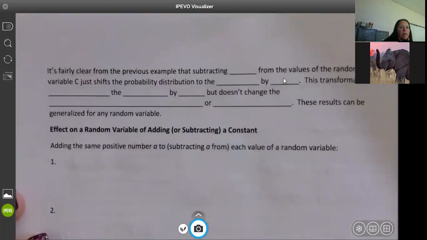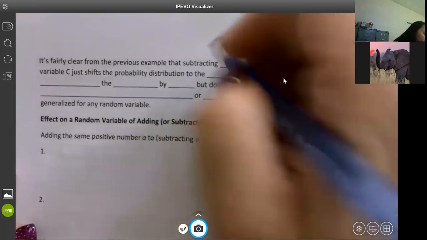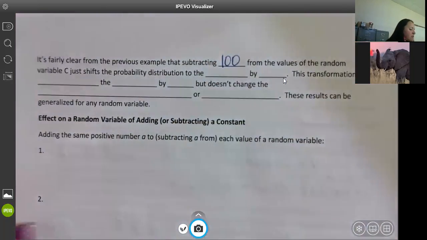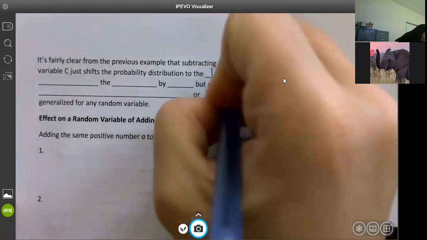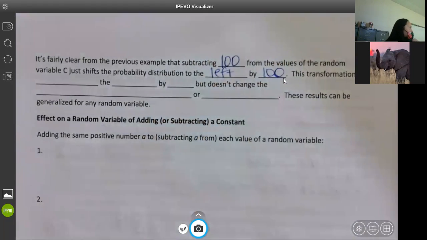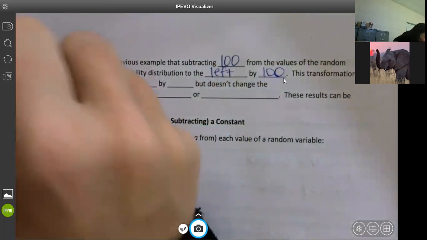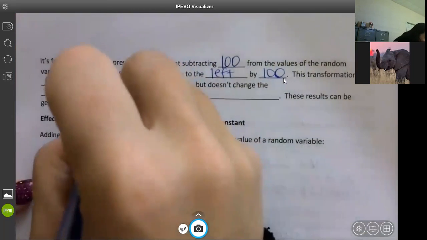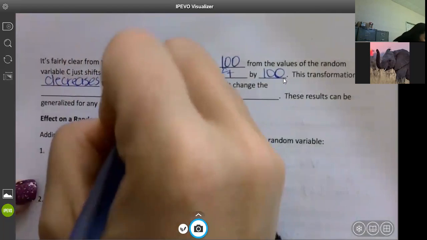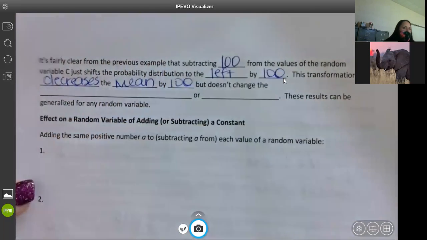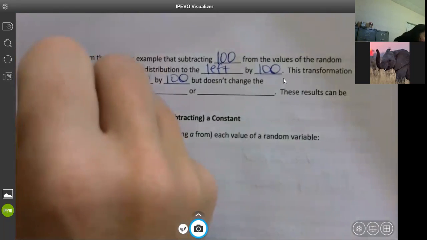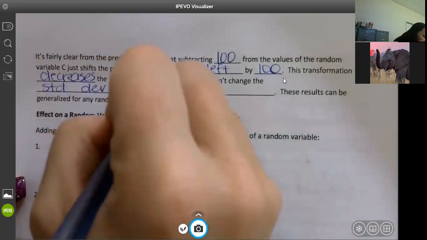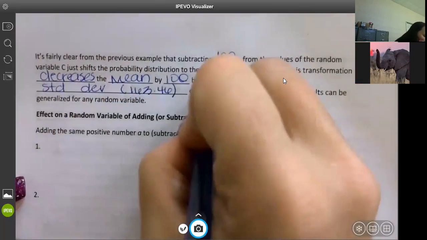It's fairly clear from the previous example that subtracting 100 from the values of this random variable C just shifts the probability distribution to the left by 100. We said that it goes down 100. The transformation decreases the mean by 100, but does not change the standard deviation. It's exactly the same at 163.46, or the shape.